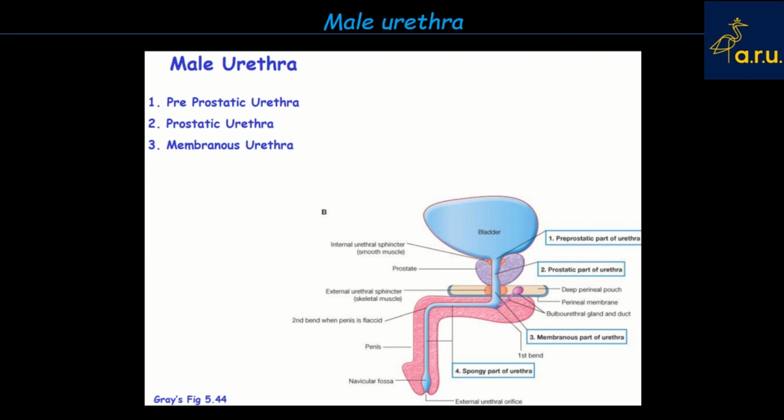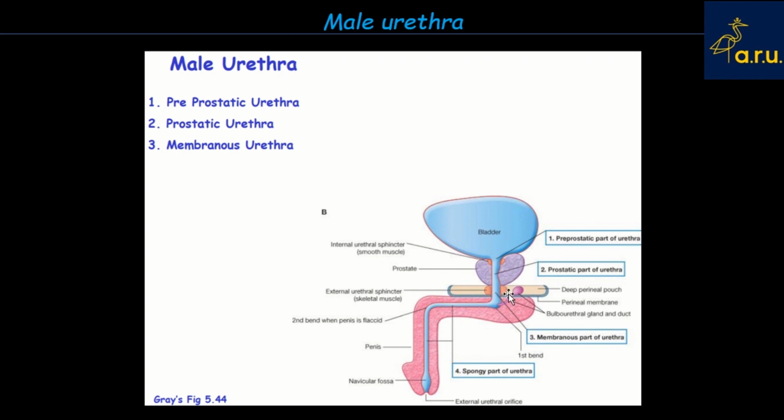After the urethra has passed through the prostate gland, it enters into this pouch-like region, which is known as the deep perineal pouch. The deep perineal pouch is covered at the top by a structure called the pelvic diaphragm, which is the main muscular floor inside the pelvic cavity. Once it passes through here, it enters the deep perineal pouch. Inside the deep perineal pouch, this part of the urethra is known as the membranous part of the urethra. This is the third part of the urethra in males.